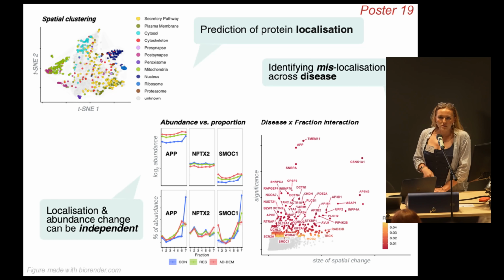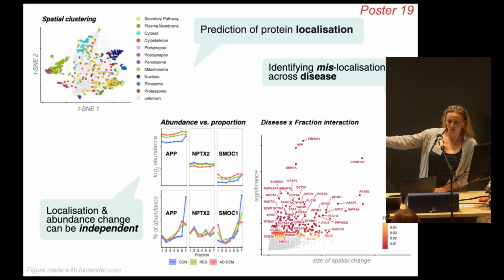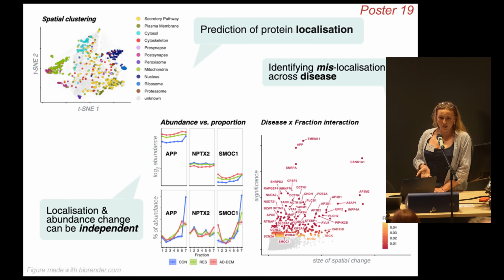So to ask whether proteins are mislocalizing, independent of their abundance, we wanted to know if that profile across the 7 fractions looks different by disease condition. That would mean the shape of the line is changing. We model this using a mixed linear model, which I will not go into. But essentially the size of that spatial change is shown on the x-axis of the volcano plot. And that volcano plot has around 220 proteins that we predict are significantly mislocalizing by disease.